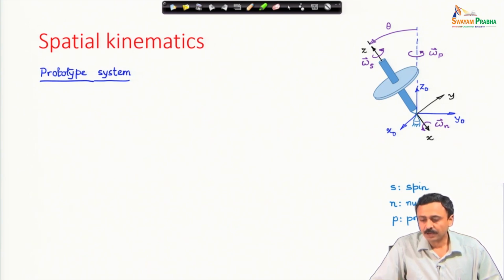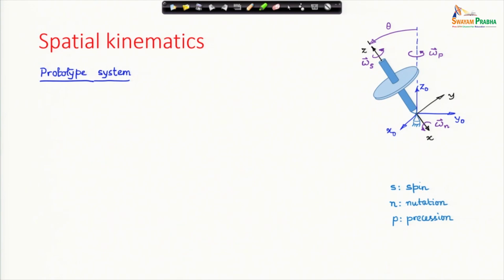Here I have shown in the figure an axisymmetric body rotating with this point at the origin of the x naught, y naught, z naught frame. That point is fixed. The body is spinning, the spinning angular velocity is omega s. There is something called a precessional motion, which is indicated by omega p about the vertical axis, and there is a nutational motion, which is about that x axis.